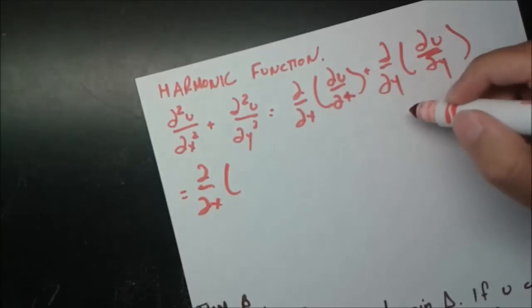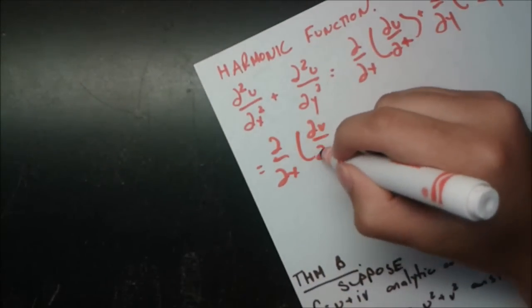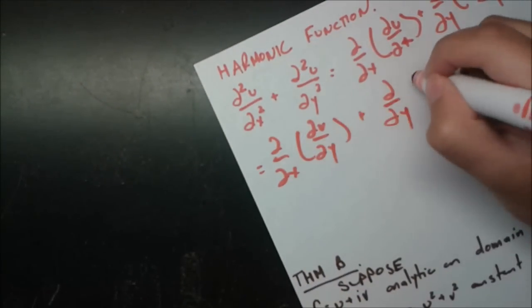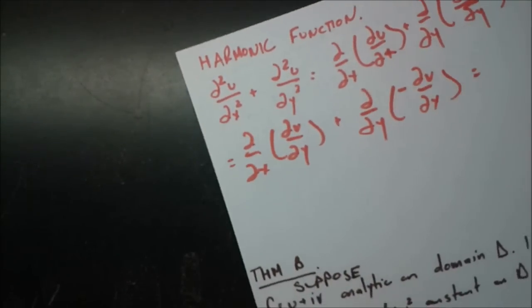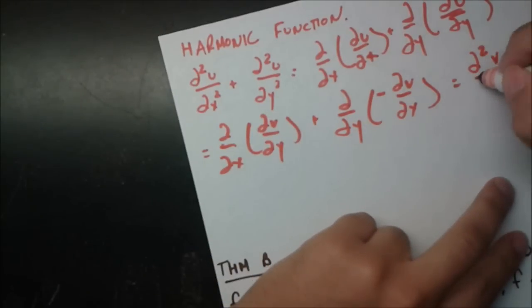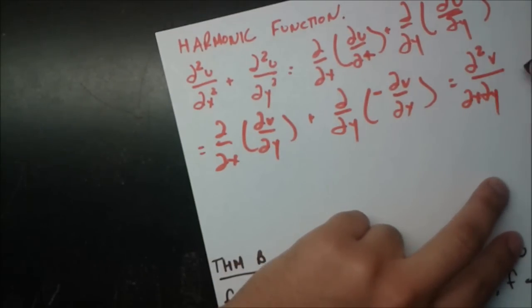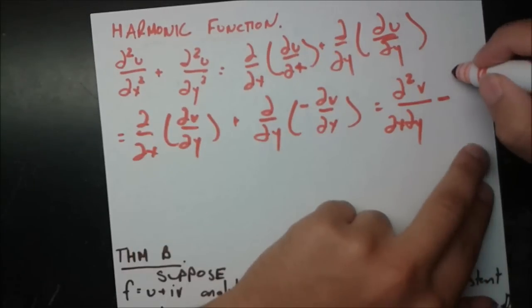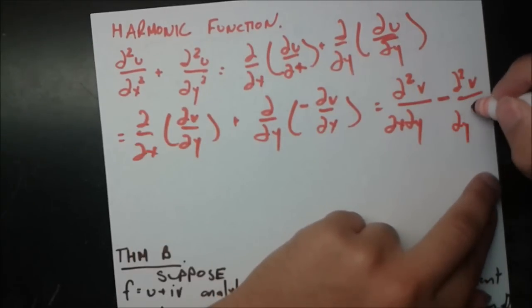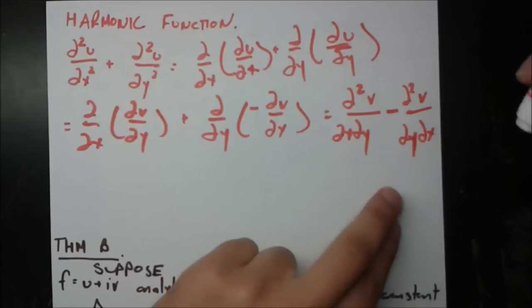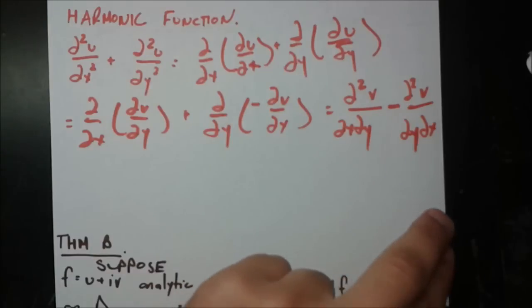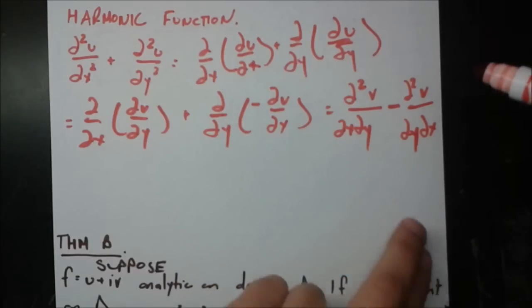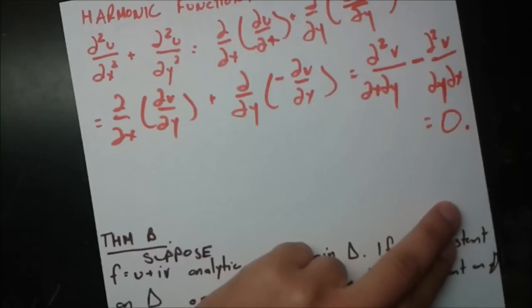So we get d dx of, remember, du dx is equal to dv dy, plus d dy of, and remember du dy is equal to negative dv dx. Now we're going to write d squared v dx dy minus, because there's a minus here, d squared v dy dx. And if you remember from multivariable calculus, whether you take the partial with x first or y first doesn't matter as long as this thing is continuous. So this is really the same thing, and this equals 0.